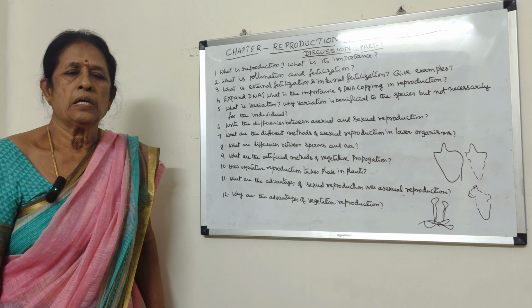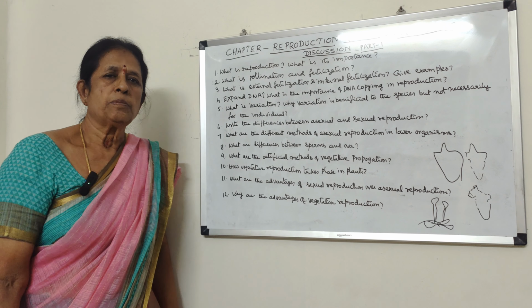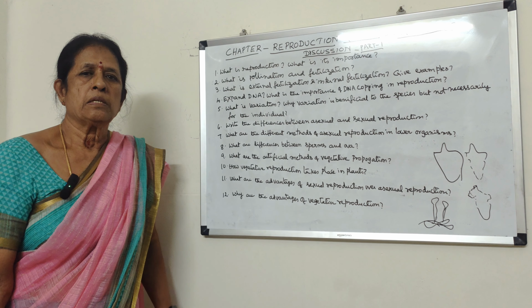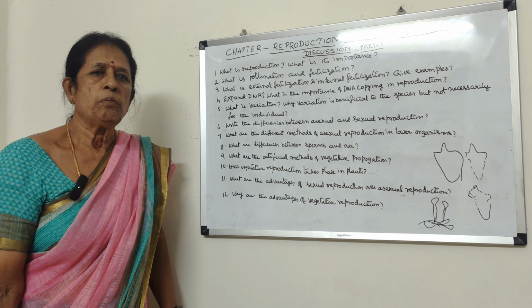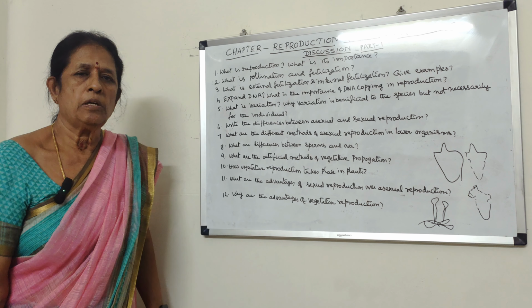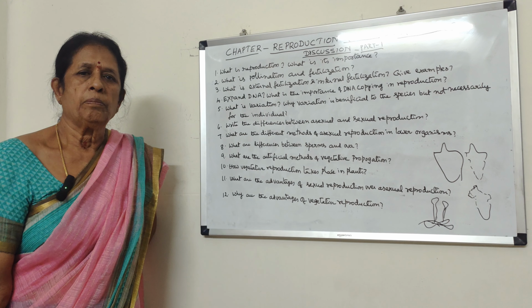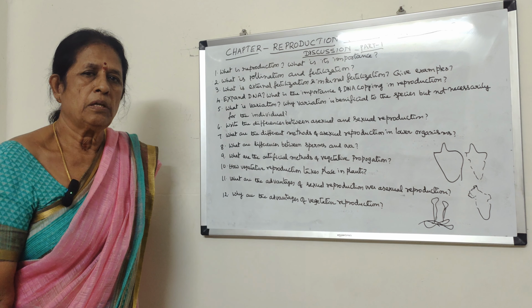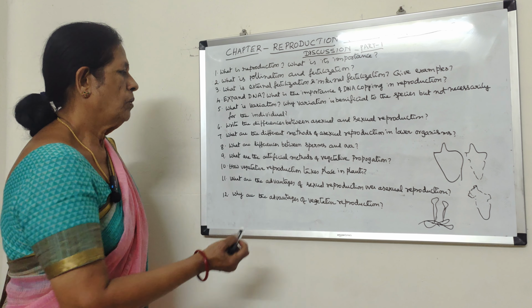Sperms are produced in large numbers, whereas ova are produced in small numbers. Sperms are smaller in size, ova are larger in size. Sperms are motile, they can move, whereas ova are non-motile. Sperms do not contain any reserve food material, but ova usually contain reserve food material. These are the differences between sperms and ova.